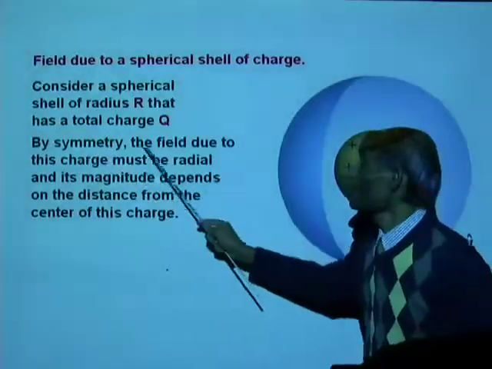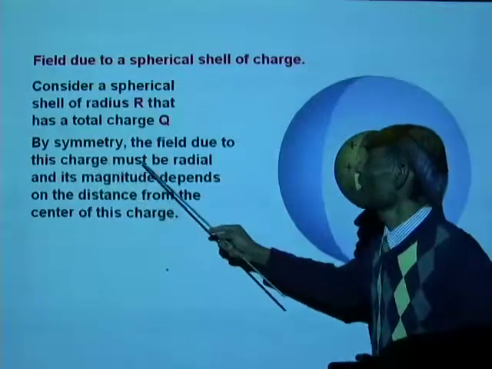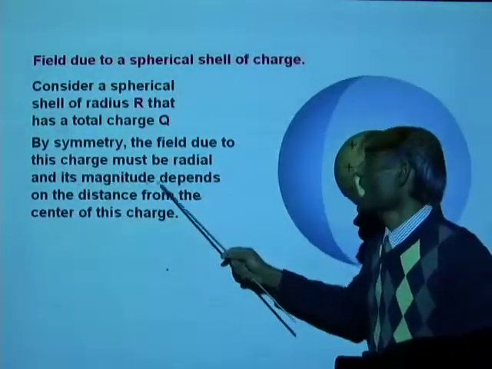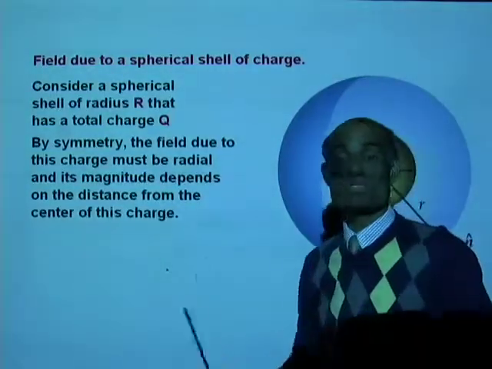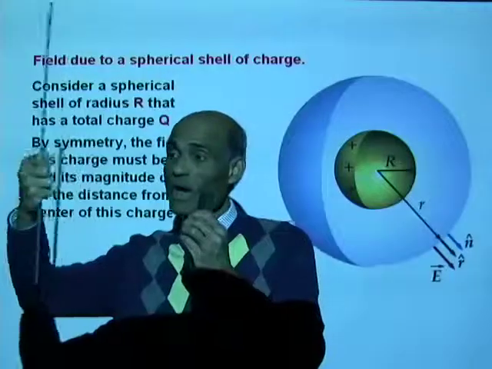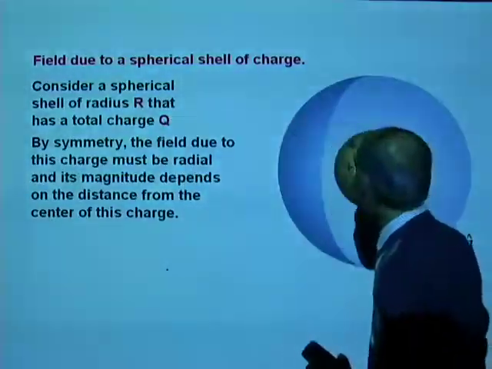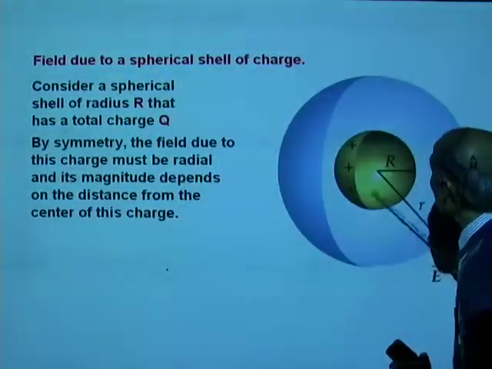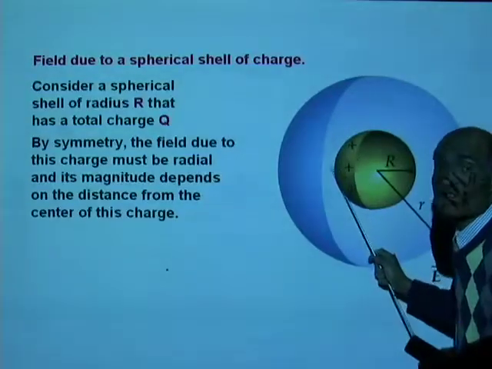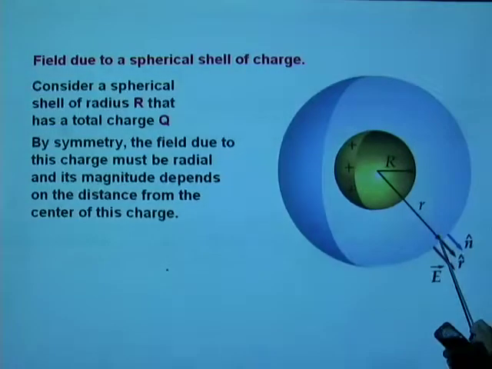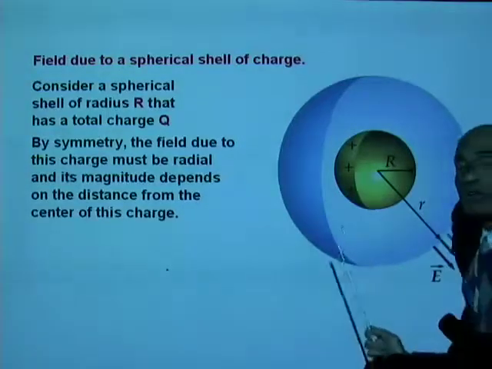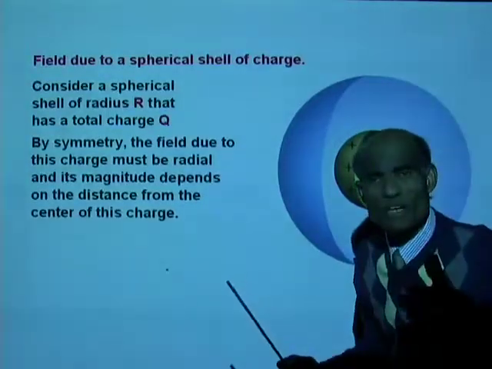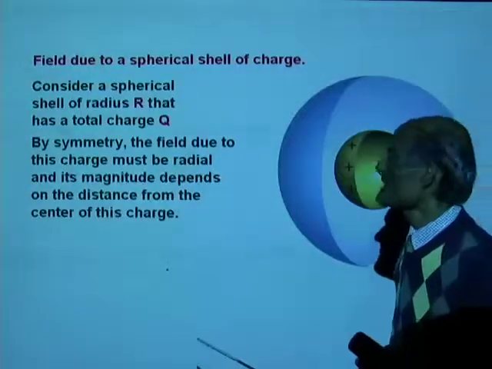Now, by symmetry, the field due to this charge must be radial, and its magnitude depends on the distance from the center of the charge. So, as you move away from the charge, here is the shell, and we want to find the electric field at any point outside at a distance r. And you know that as you go away from the shell, the electric field will become weaker. Is that right?